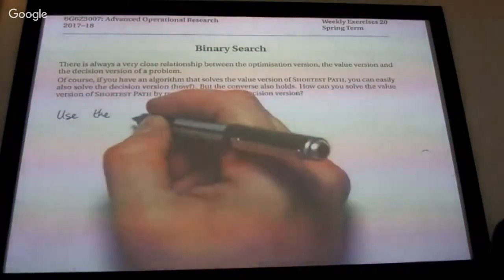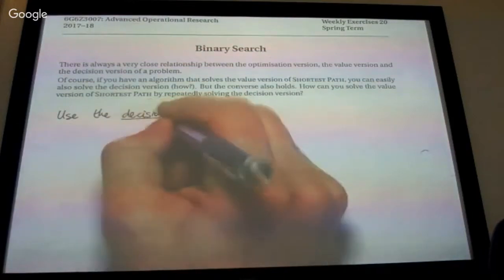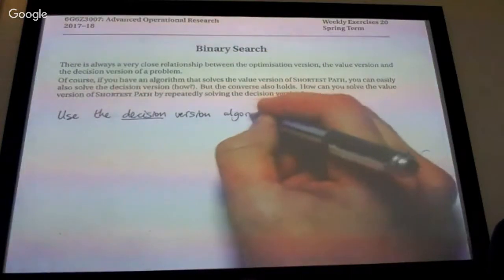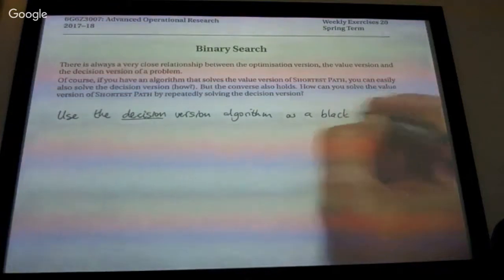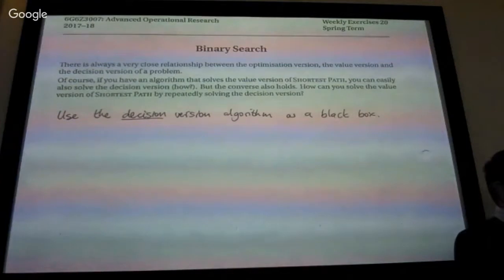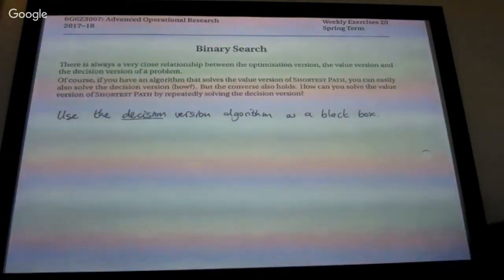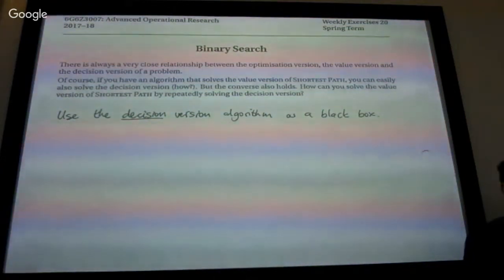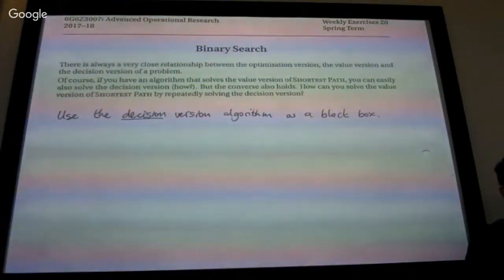So you can use the decision version algorithm as a black box, which is an expression which means that you just have it and you don't care what's inside, and you ask a question. So you can start with some large number that you know that the shortest path is certainly shorter than.